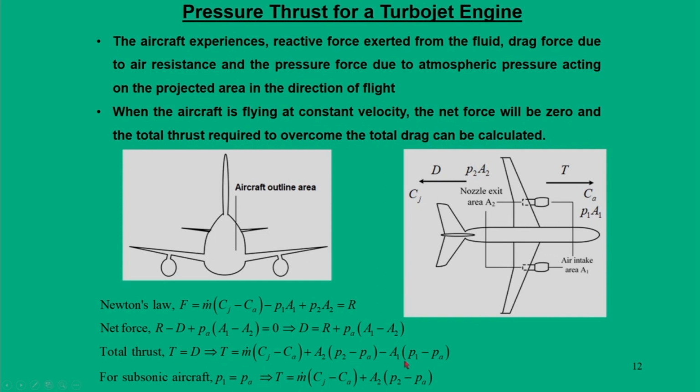And if you look at this particular equation, the total thrust is composed of three parts. One is through the jet, another is with respect to area A2, where the pressure difference is P2 minus Pa, and with respect to area A1, where the pressure difference is P1 minus Pa.